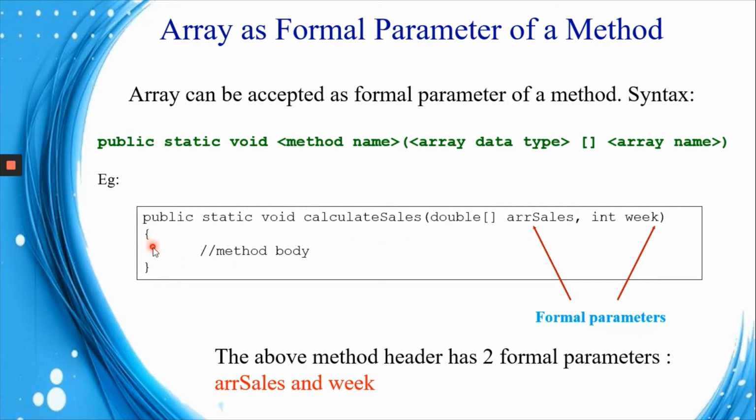This is the method body, where you start with open curly braces and end with close curly braces. When you send an array, it means it will send the whole elements that it has in the array. If the array size is 20 and it has 20 elements, meaning you are sending the whole 20 elements to this method.